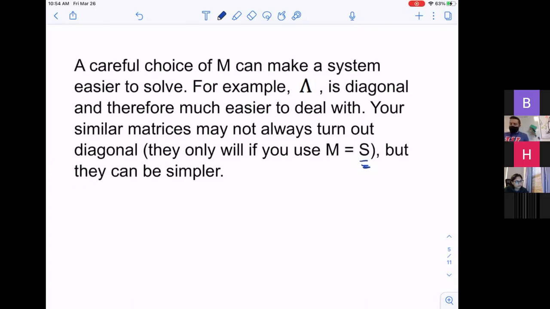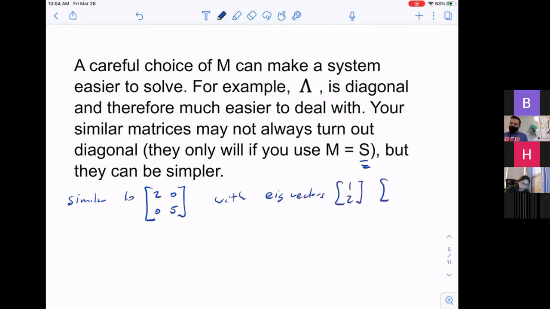Okay, but we could even do things like, say I wanted something similar to 2, 0, 0, 5, or even something with the eigenvalues of 2 and 5, either way. But I want eigenvectors 1, 2, and 3, -5.